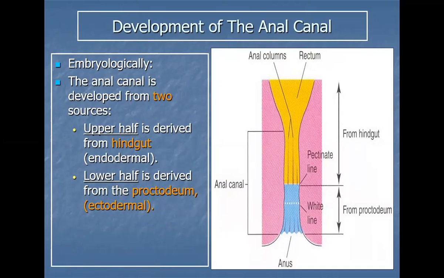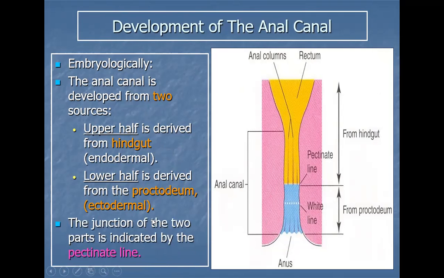Embryologically, the anal canal is developed from two sources. Upper part is developed from the hindgut, just like the remaining part of the last part of the large intestine. But the lower half is developed from the ectoderm. So it is developing from the ectoderm. Upper half develops from the hindgut, and the lower half develops from the ectoderm. This is a very important junction between the hindgut and the ectoderm.